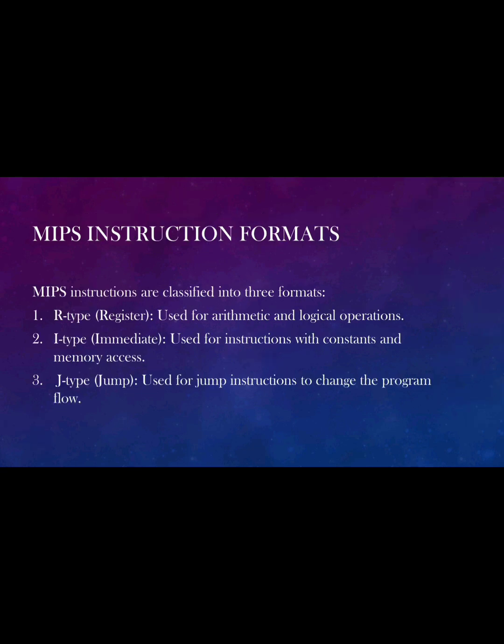Now we come to MIPS instruction formats, that is they are classified into three formats. R type, register type, used for arithmetic and logical operations. Second, I type, that is immediate operation, used for instructions with constants and memory access. Third is J type, that is jump, used for jump instructions to change the program flow.